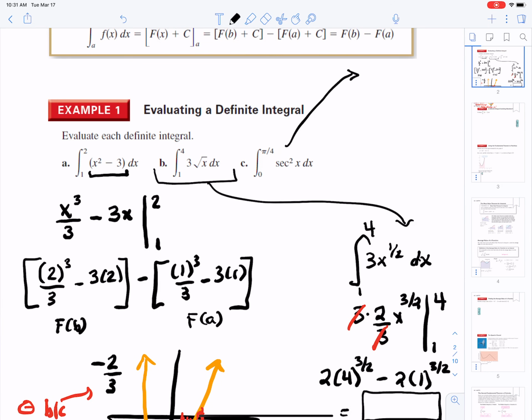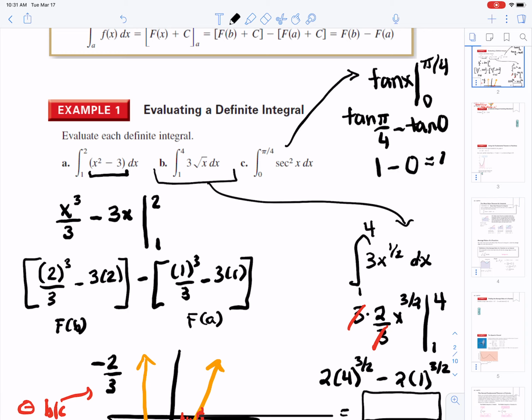So we're doing sec squared of x. So what function gives you a derivative of sec squared is tan. So my antiderivative is tan x. We evaluate that from 0 to pi over 4. So I'm getting tan of pi over 4 minus tan of 0. Tan of pi over 4 is 1. Tan of 0 is 0. So this just works out to an area under the curve of 1.